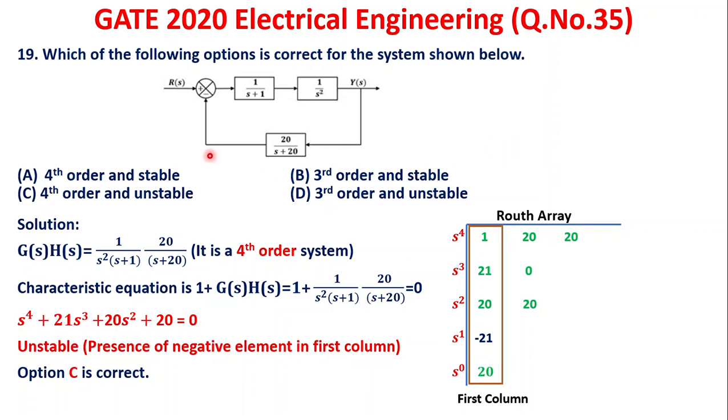So this is a problem in Routh stability criteria. They are asking which of the options is correct for the system shown below. So the Routh stability criterion you have to do from the characteristic equation. So G of S, H of S is done. From the characteristic equation, the Routh array is formed, then seeing the first column of the Routh array, we can see whether it is unstable or not. And it is unstable, and it is fourth order. So fourth order unstable, option C is correct.